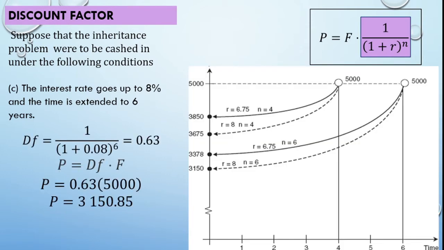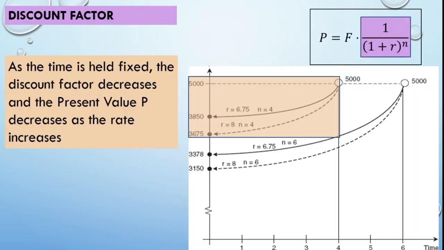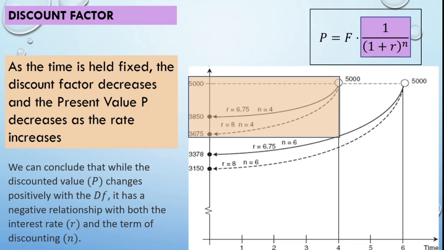We have 1 over (1 plus 0.08) raised to 6, which is equal to 0.63. Multiplying that with the future value of 5,000, we obtain 3,150 and 85 cents. As the time is held fixed, the discount factor decreases and the present value P decreases as the rate increases. We can conclude that while the present value P changes positively with the DF, or the discount factor, it has a negative relationship with both the interest rate and the term of discounting N.